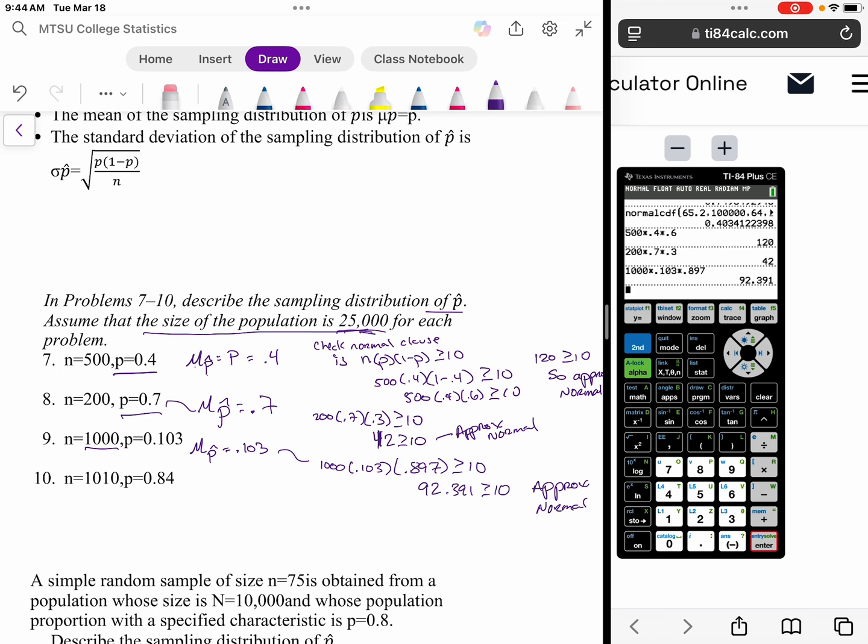Again, we can find the standard deviation if it's normal. If it's not normal, I can't do it. Okay? There's no point to it. So now as I look at this, I have 10 times 0.84 times 0.16. Are you greater than or equal to 10? Again, I know mu sub p hat is equal to 0.84. So now 10 times 0.84 times 0.16. Yep, so we're good. So they didn't give us any curveballs here. So approximately normal.